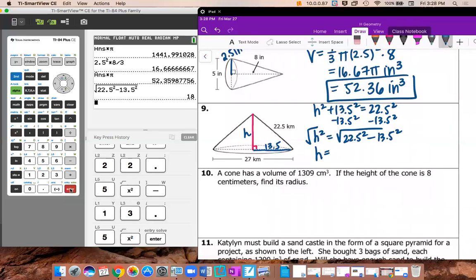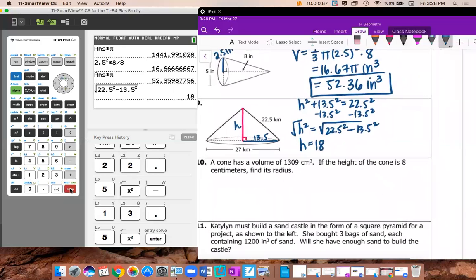And that gives us our height is 18. So now we can find the actual volume of this thing by just plugging it into our formula. So we've got volume equals 1/3 pi, our radius was 13.5 squared, and then we're going to multiply that by our height, and our height we got was 18.